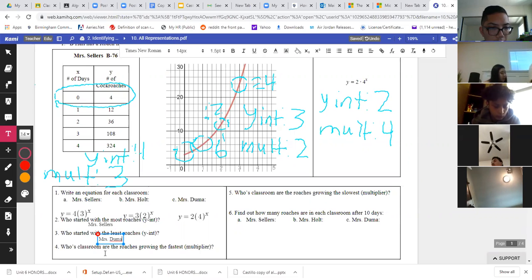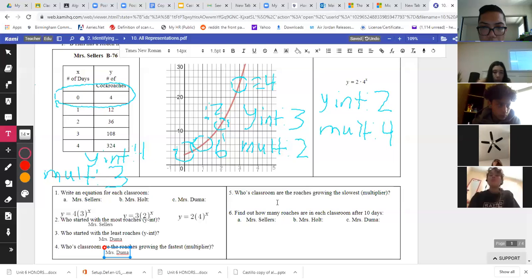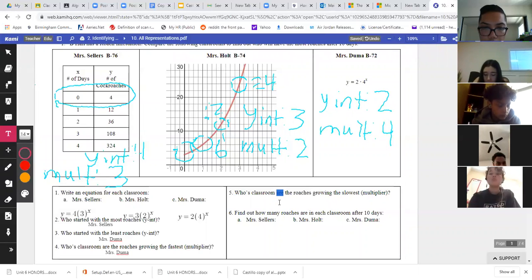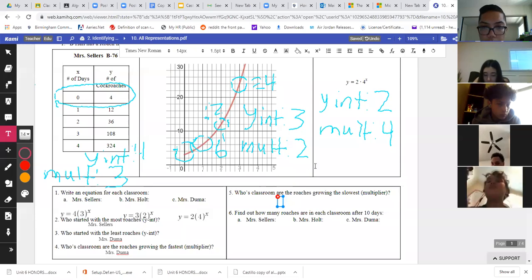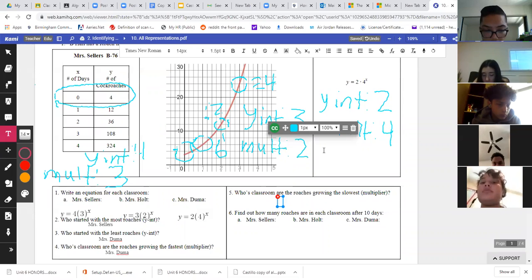Okay. Now the next question is, whose classroom are the roaches growing the fastest? Well, that's based on your multiplier, right? And so the one with the highest multiplier would be Mrs. Duma. She has a multiplier of 4. And then the classroom whose roaches are growing the slowest is the one with the smallest multiplier, and that's Miss Holt.